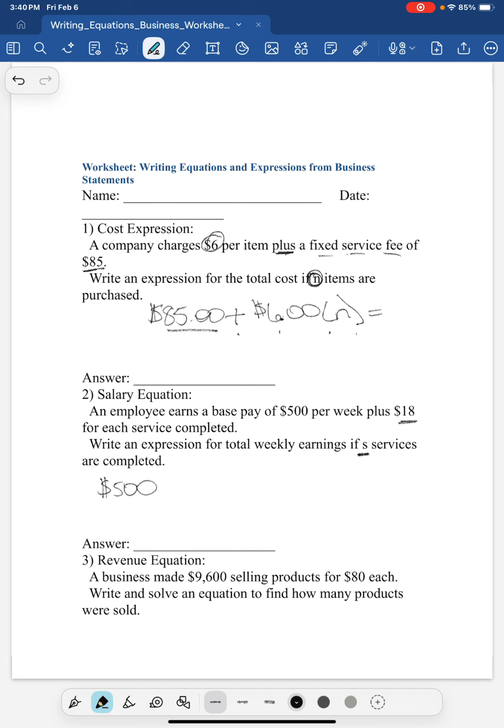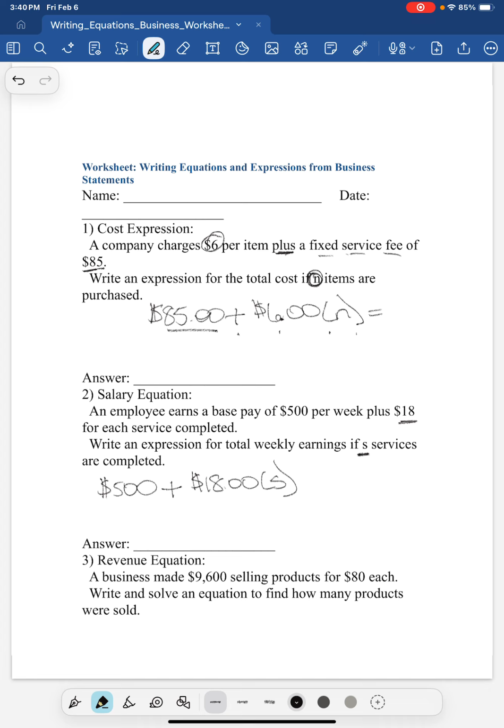So this is set up basically the same. You start with $500 plus $18 times the number of services. Okay, that is the equation that would express how your salary is figured. Okay, now this one we need to solve.